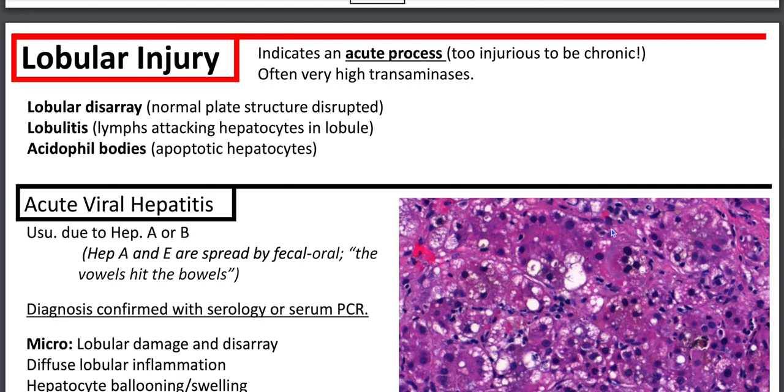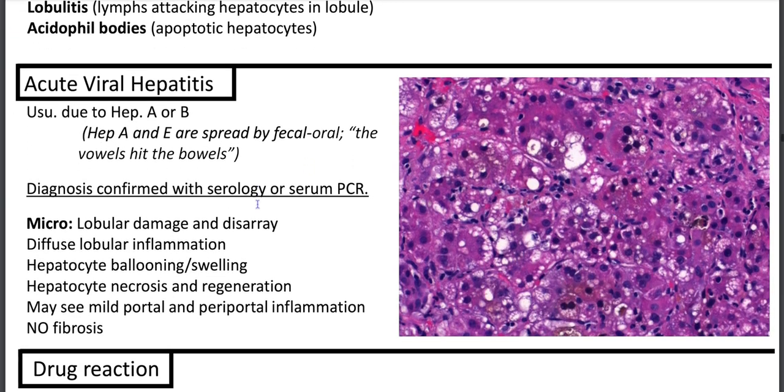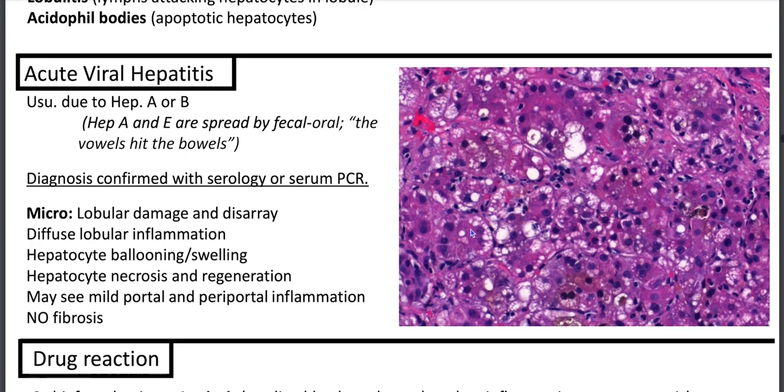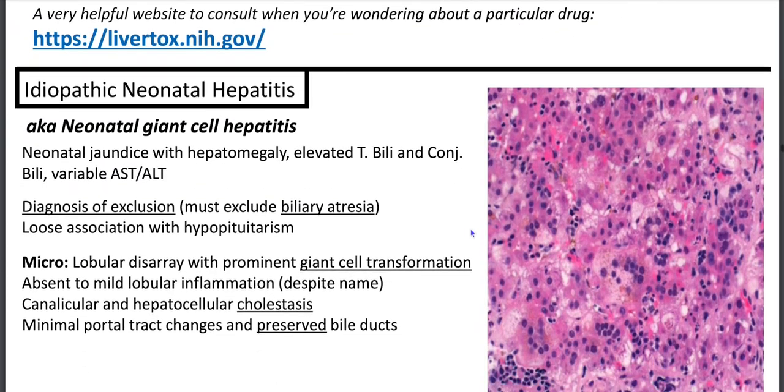Lobular injury, your zone 2, acute viral hepatitis. Diagnosis is confirmed often with serology or serum PCR, but you'll have lobular damage and disarray, diffuse lobular inflammation, hepatocyte ballooning swelling, hepatocyte necrosis, and regeneration. No fibrosis. Drug reaction, idiopathic neonatal hepatitis or neonatal giant cell hepatitis. Lobular disarray with giant cell transformation, absent to mild lobular inflammation, canalicular and hepatocellular cholestasis, minimal portal tract changes, and preserved bile ducts. Diagnosis of exclusion.